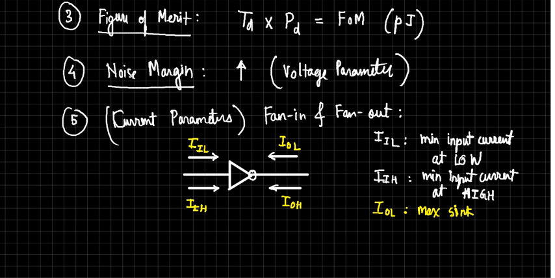Now that may happen at logic 1 or 0. In that sense, they are defined as IOL or IOH. So this IOL is the maximum sink current at logic 0, and this IOH is the maximum sink current at logic 1. Is that okay?